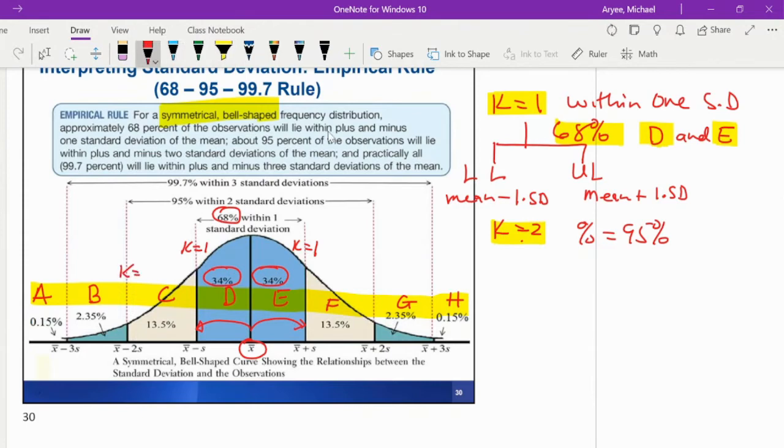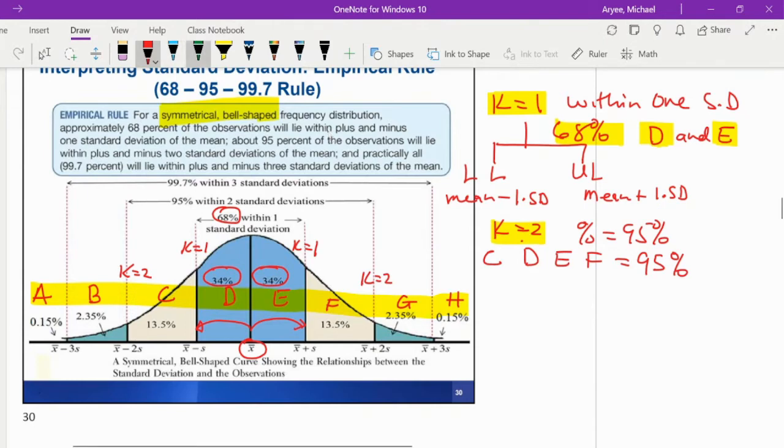So k equals 2, that's the second line on the left to the second line on the right. When k is equal to 2, we are referring to C, D, E, F. All together should give you 95%. So the amount of data that should be in that range will be 95%.